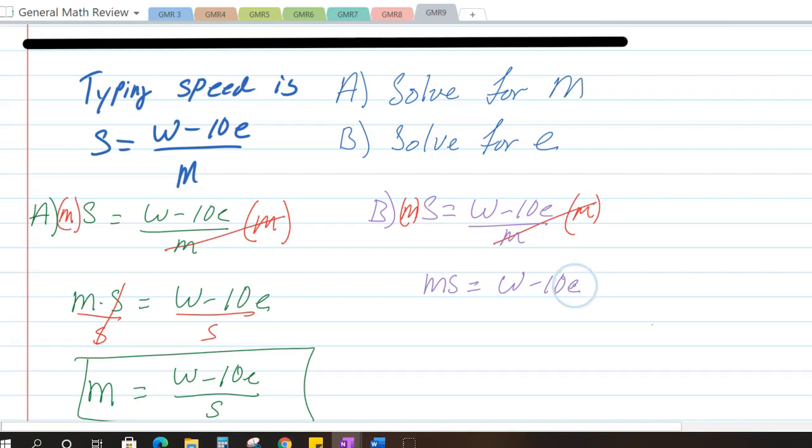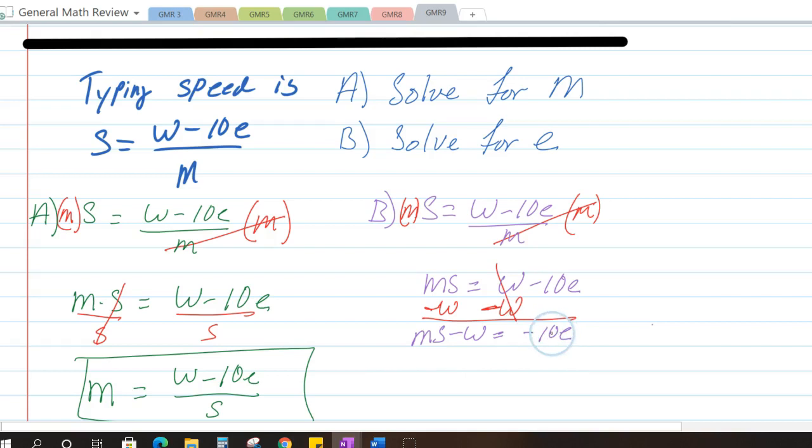Now, look at what's happening to the e. It's being multiplied by 10, and it's being added by a w. We're going to do PEMDAS backwards. The opposite of adding w is subtracting w. What you do to one side, you have to do to the other. Those cancel. That leaves me with ms minus w is equal to negative 10e.